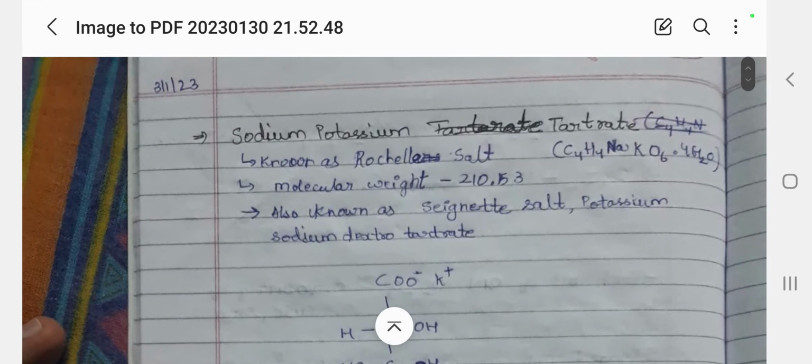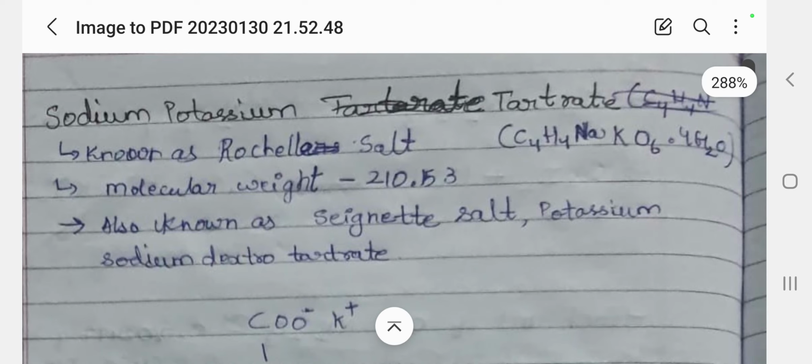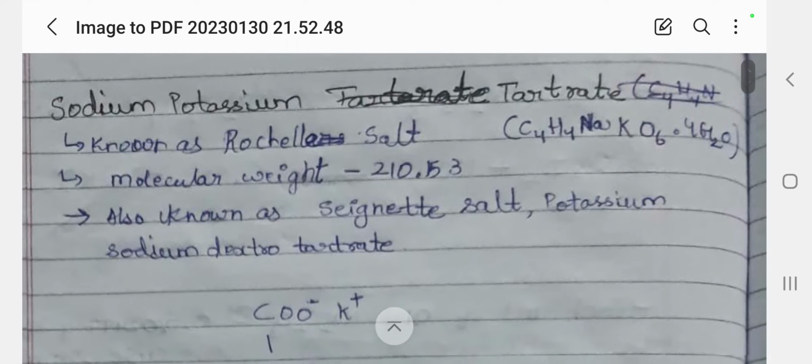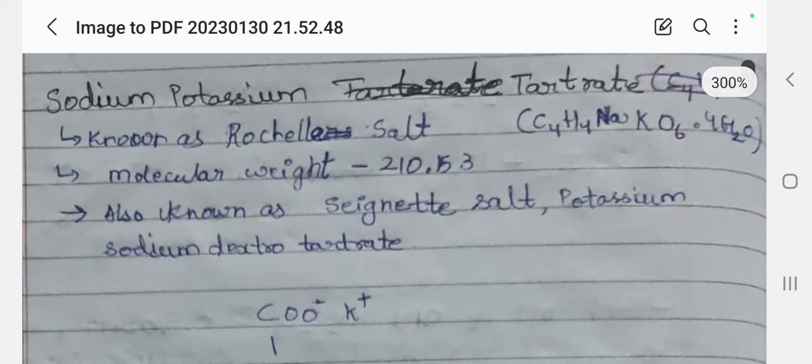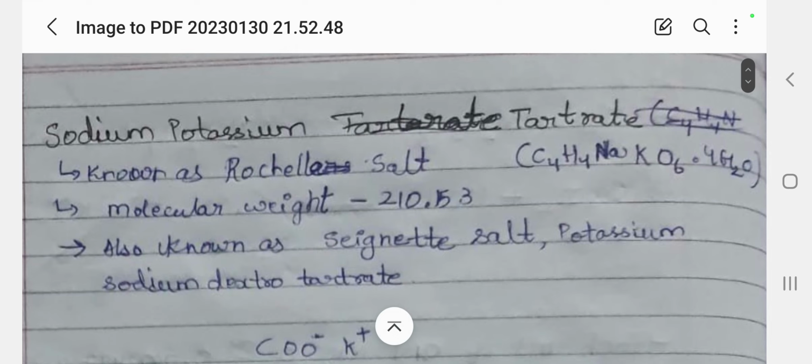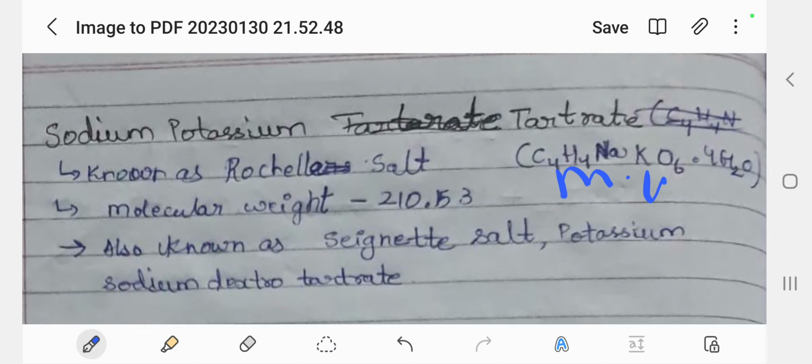So what is the molecular formula? C4H4NaKO6 and 4 molecules of water, that means sodium potassium tartrate. What is its synonym? It is known as Rochelle salt, with molecular weight 210.53. It is also known as Seignette salt or potassium sodium dextro tartrate. So these are the overall molecular weight details.